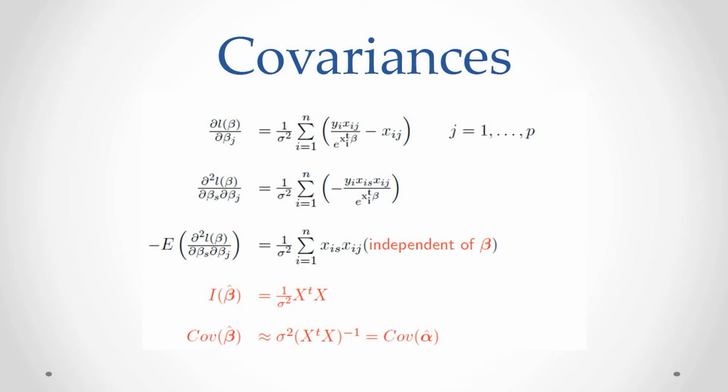Note that for this case, minus of expectation del square L by del beta s del beta j turns out to be equal to 1 over sigma square summation 1 to n xis xij, independent of beta, and thus I of beta hat is of the form 1 over sigma square x prime x. In this case also, covariance of beta hat is approximately sigma square x prime x inverse, and this is equal to the covariance of alpha hat from the log linear model.